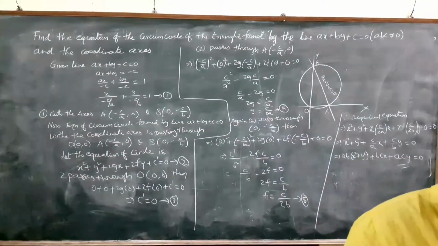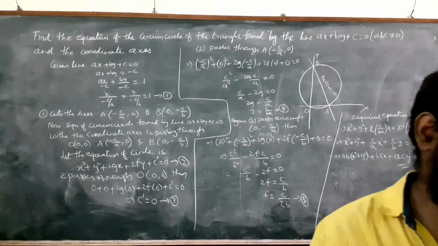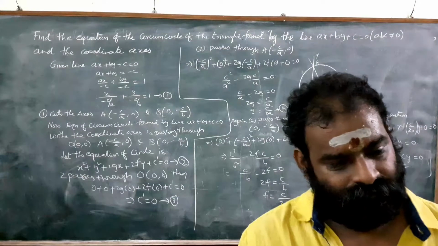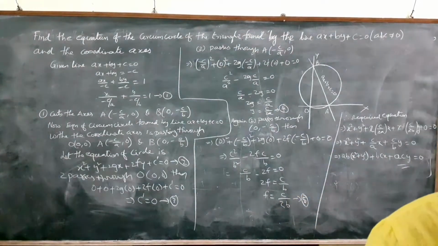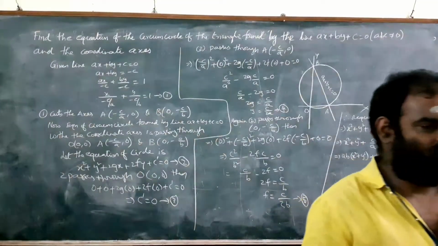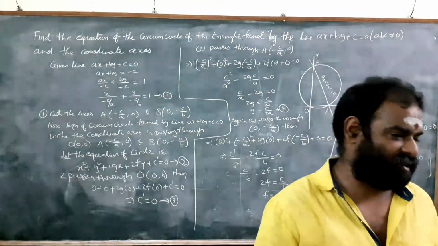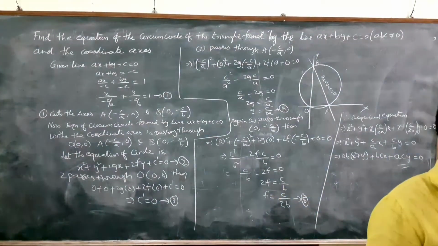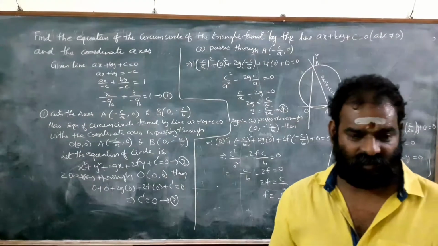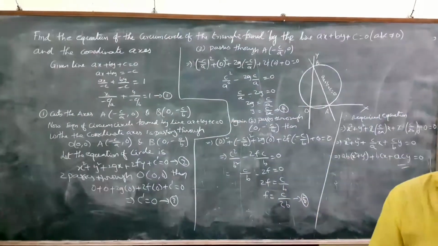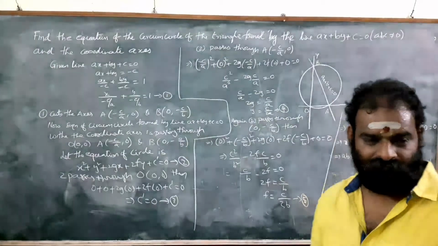First of all, yesterday we saw the concept of concyclic. Concyclic means if all the given 4 points lie on a circle, then the 4 points are said to be concyclic. Now, one more important problem.